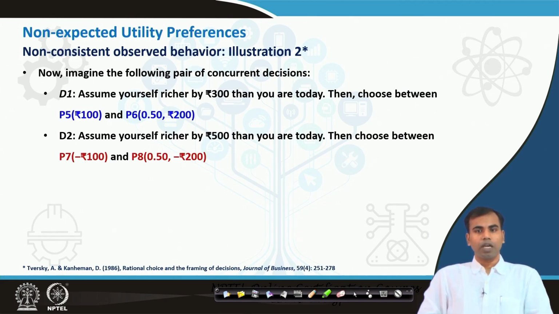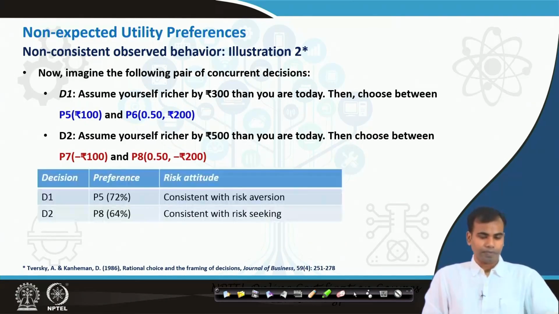Here, if you have calculated the value of these two prospects for decision 1 and the other prospects for decision 2, you must have understood what I intend to show. Again, I am showing the numbers given in the research done by Kahneman and Tversky. The numbers show that for decision 1, about 72% of people experimented go for prospect 5, which is again consistent with risk aversion behavior, and for decision 2, about 64% of people go for prospect 8, which is related to risk seeking behavior.